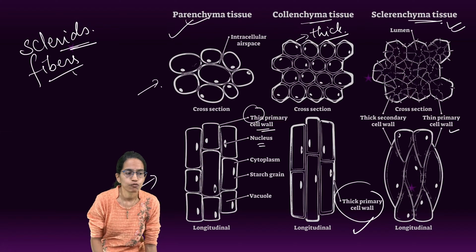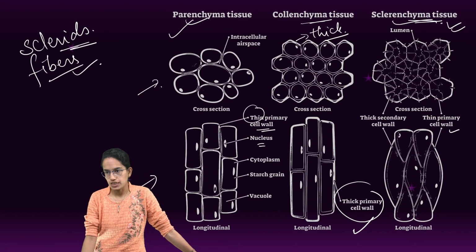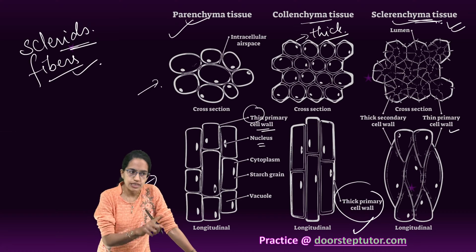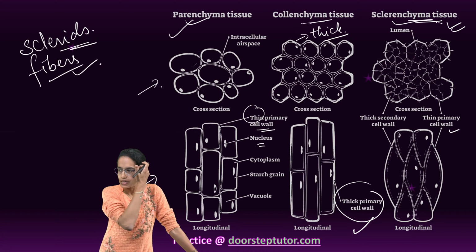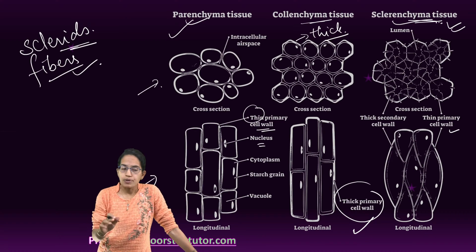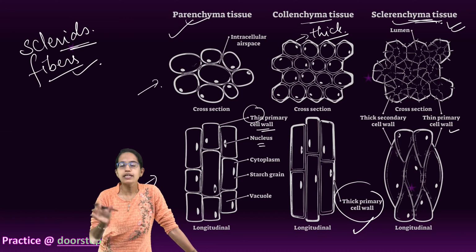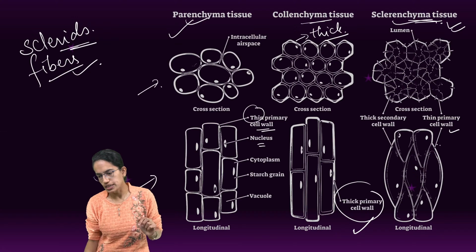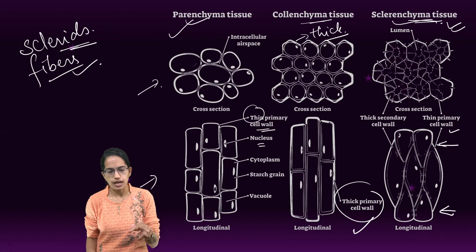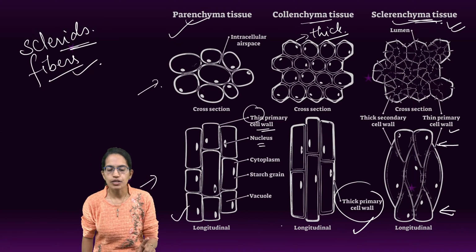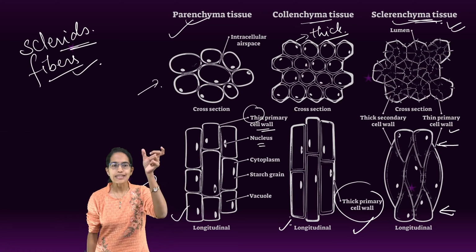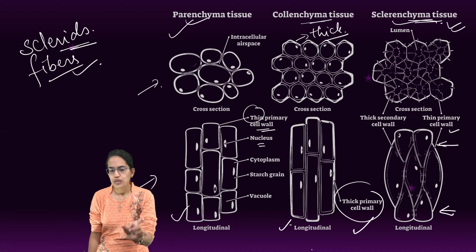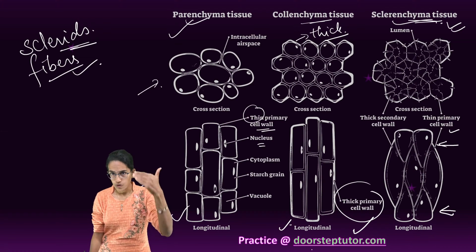Then there is fiber, which is another example of sclerenchyma. So sclerenchyma is classified into sclereids and fibers. Fibers are elongated, narrow, and they taper at both ends. As you can see in this diagram, they are tapering. However, neither the parenchyma nor the collenchyma are tapering. They are rectangular pieces, as you can see in the cross section and the longitudinal section.